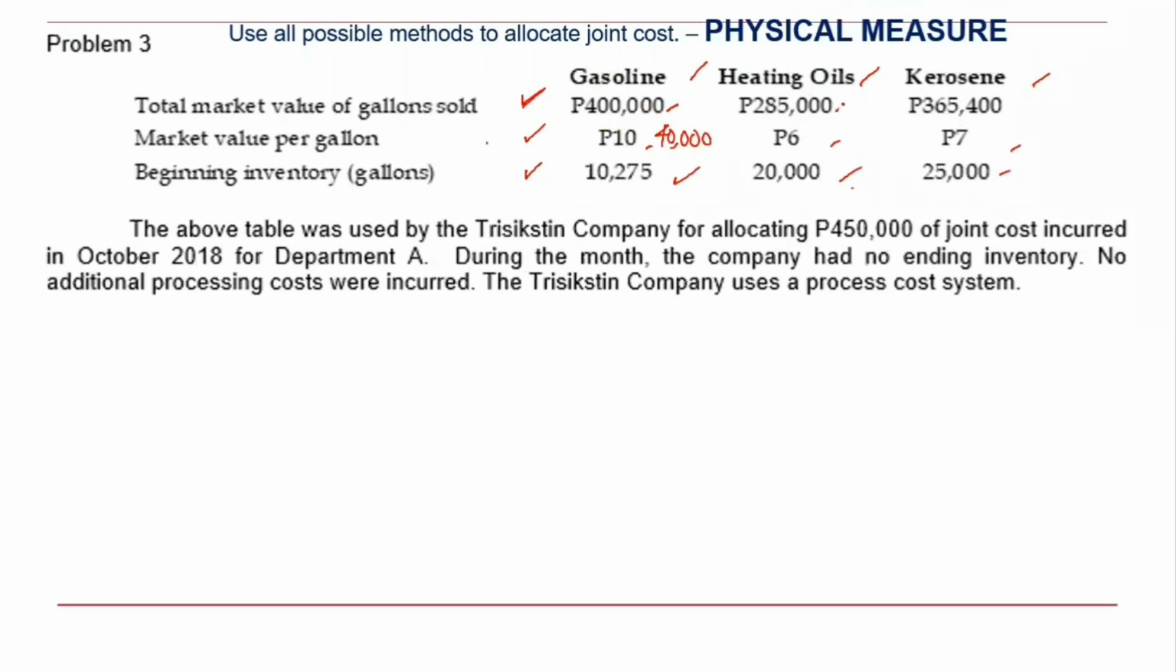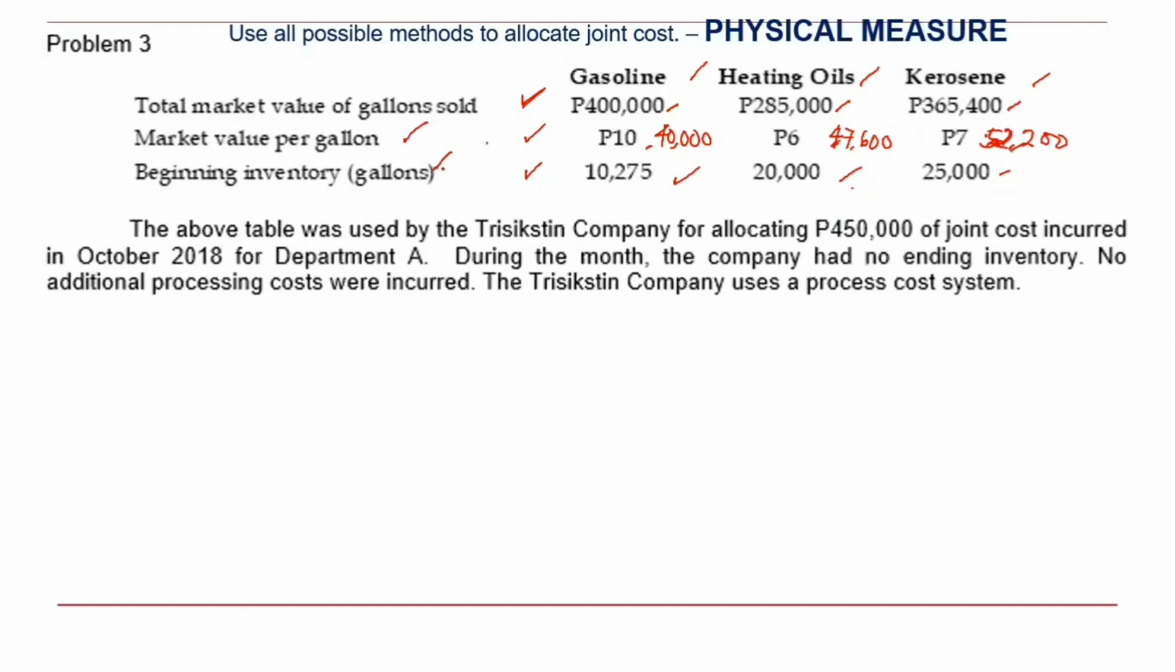Tapos dito, 285,000 divided by 6, ilan na nabenta mo? It's 47,600. Tapos dito, ilan na nabenta mo? That's 365,400 over 7. That's 52,200. Ibig sabihin, plus, ang inventory, ang gallons na naka-reflect sa atin dito ay yung sold at saka beginning inventory.